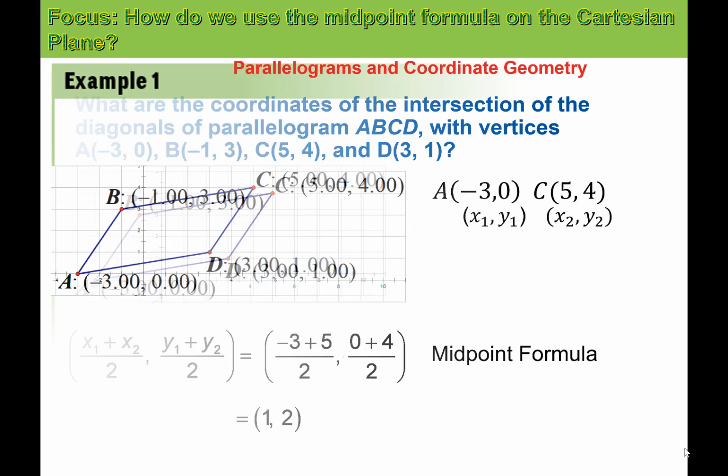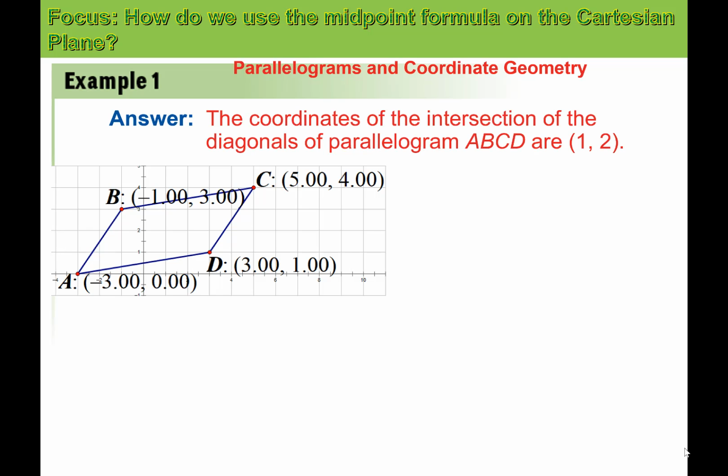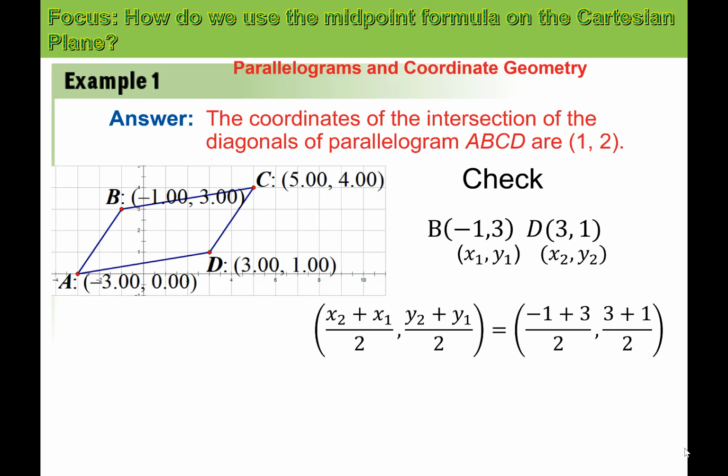Well, we can then go and check our work. Since we found the midpoint of line segment AC, we now want to do line segment BD. Okay, so again, I'm going to substitute it into the midpoint formula and simplify, and we get the same point. So we know that the diagonals intersect at the point 1, 2. And here, if I draw in the diagonals, you can also see it on the graph.